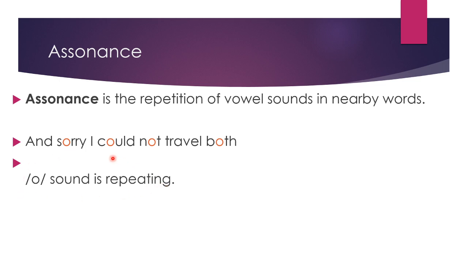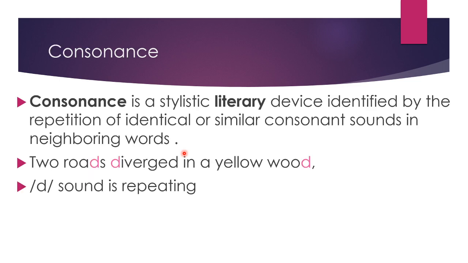Now the difference between alliteration and assonance is this: in alliteration, you have to check the beginning letter. But in assonance, the letter can be anywhere in the line. It can be in the middle of the word, at the last of the word, or the first in the word. Whereas in alliteration, the letter should be in the beginning. So remember this.